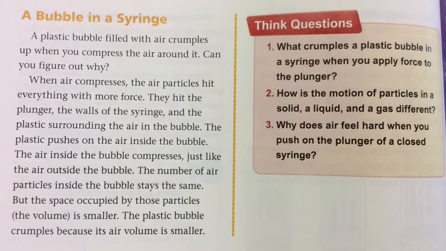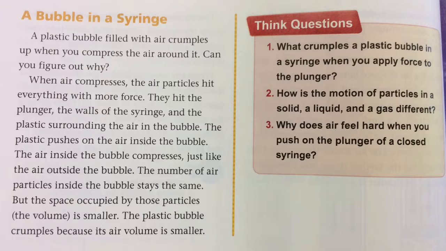A bubble in a syringe. A plastic bubble filled with air crumples up when you compress the air around it. Can you figure out why? When air compresses, the air particles hit everything with more force. They hit the plunger, the walls of the syringe, and the plastic surrounding the air in the bubble. The plastic pushes on the air inside the bubble. The air inside the bubble compresses, just like the air outside the bubble.